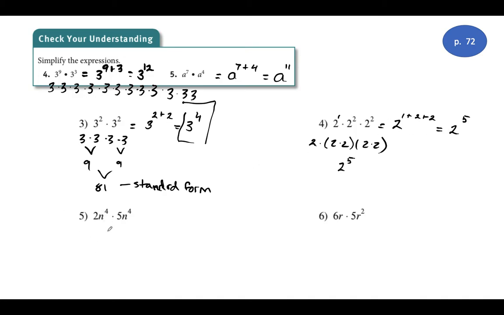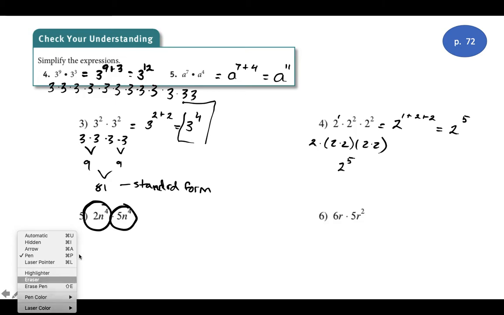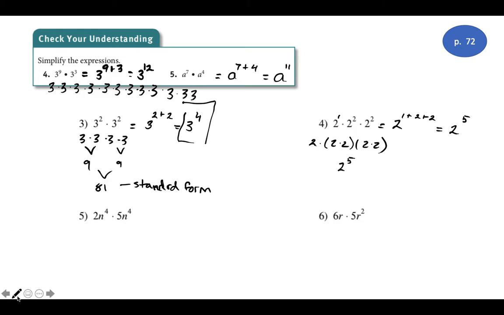Problem number 5. Now, problem number 5 looks like 2 terms, does it not? Would you be tempted to circle these 2 and say 2 terms? Don't be. That would be wrong. There are not 2 terms here because we know that terms are separated by addition. And there is no addition here. This is multiplication. What we actually have is a factor of 2, times a factor of n to the 4th, times a factor of 5, times a factor of n to the 4th.